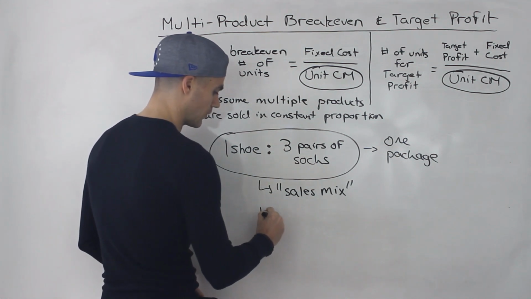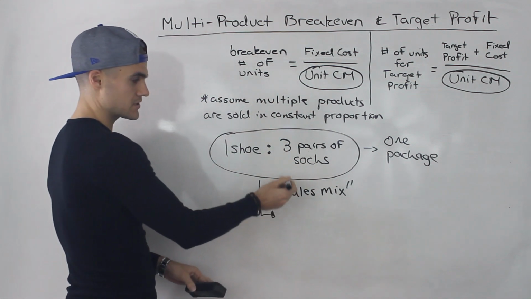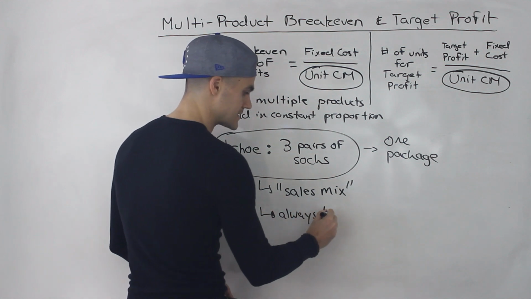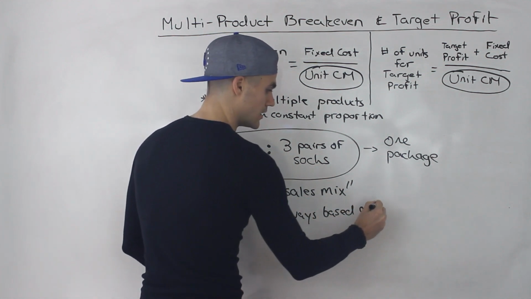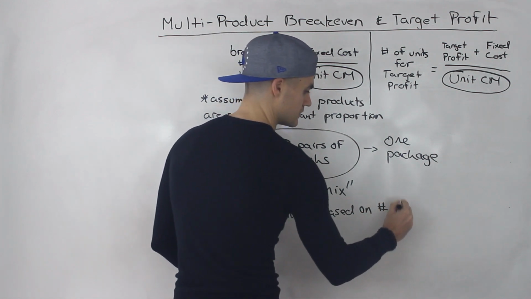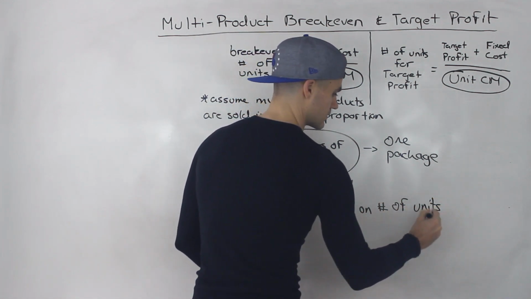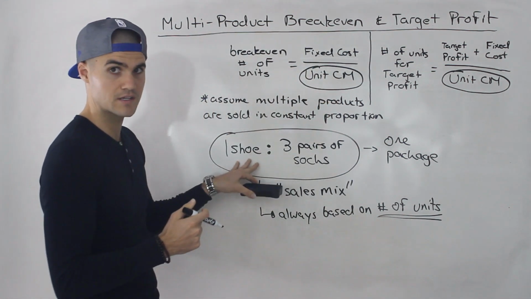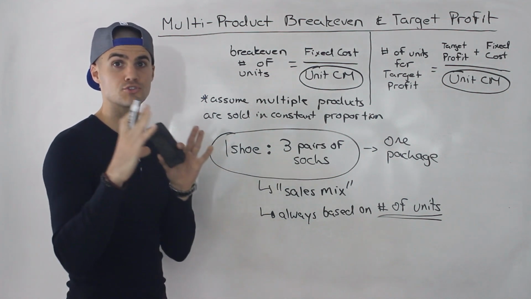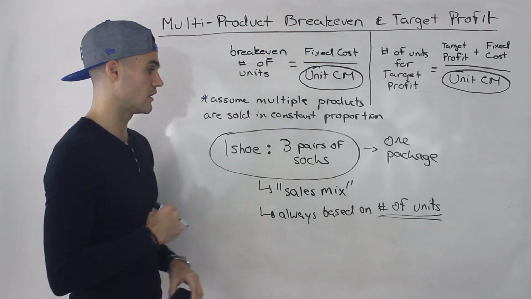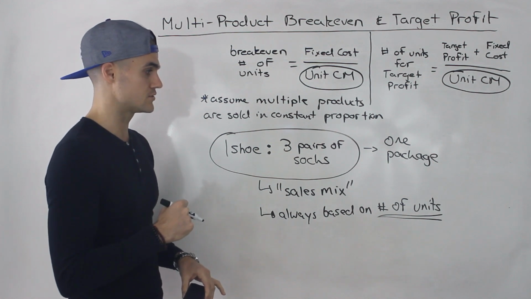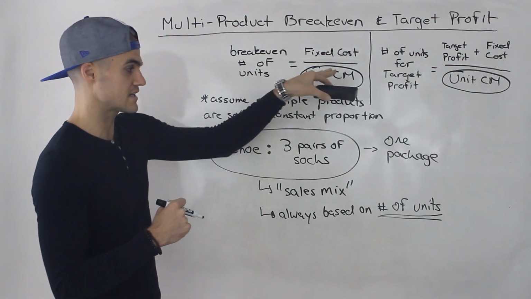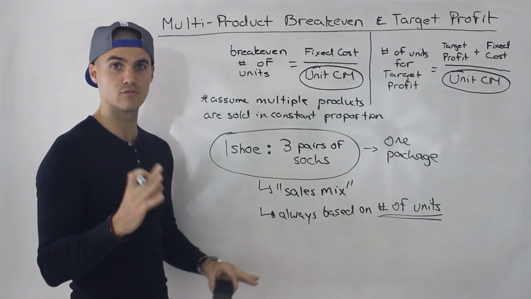Now, an important point I want to make is that the sales mix or the proportion, it's always based on number of units. Okay, so that's pretty important to know, because sometimes they'll give you the sales figures for these and they'll give you the number of units. Or sometimes they'll just give you the sales figures and you'll have to figure the number of units out, and I'm going to show you how to do that in a second. Just remember that this proportion, this sales mix that we're going to be using for these calculations, it's always based on the number of units.